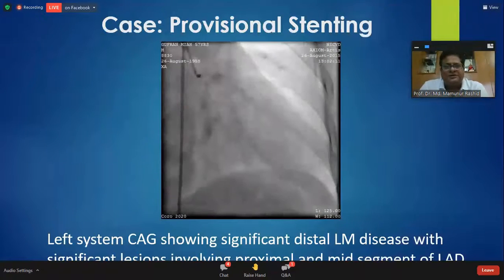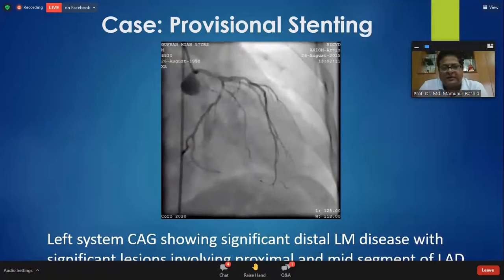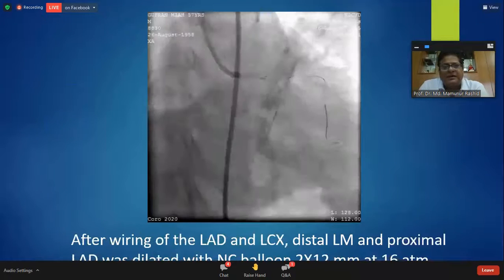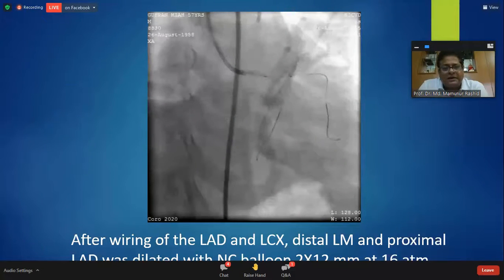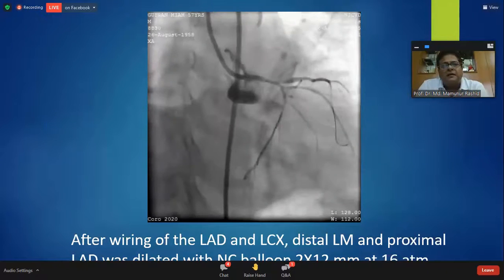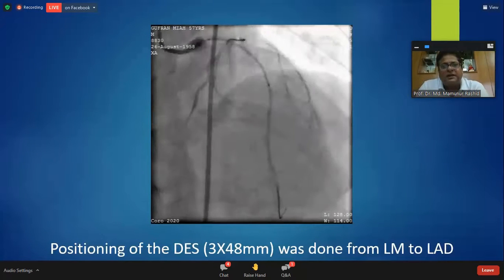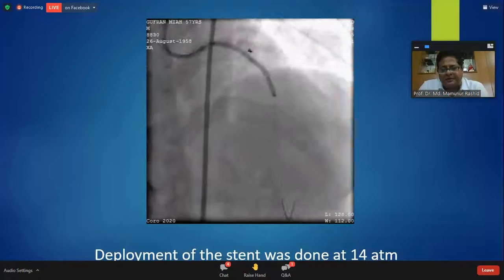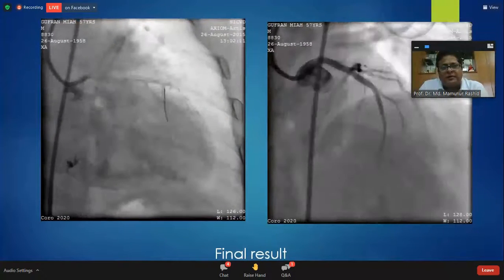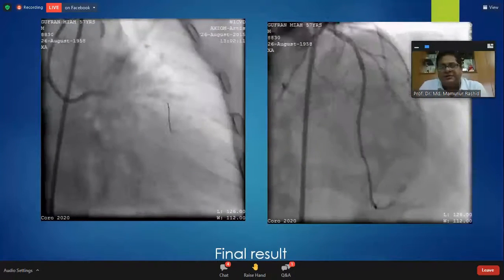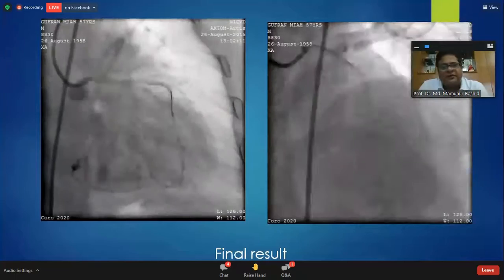Here is a case for provisional stenting. The left system shows significant distal left main disease with significant lesions involving the proximal and mid segment of the LAD. After wiring of the LAD and LCX, the distal left main and proximal LAD were dilated. Then the stent was positioned from left main to LAD, and deployment of the stent was done. In the final result, the LCX is not compromised and the side branch is not compromised. This is the provisional stenting technique. Here only single stenting is used for this procedure.